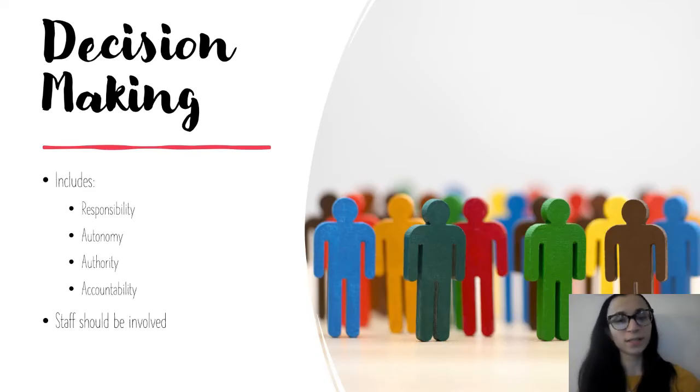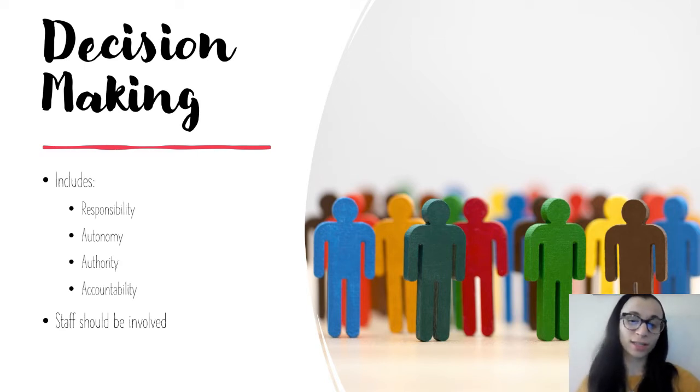Okay, now we go on to decision making. In terms of that, we want the decision to occur at the staff level, not just management being in charge of the decision. In terms of making a decision, it includes responsibility, autonomy, so their independent decision about the patient care. Authority is the power to give commands and make a final decision. And accountability, which means that you're going to answer for whatever you did.